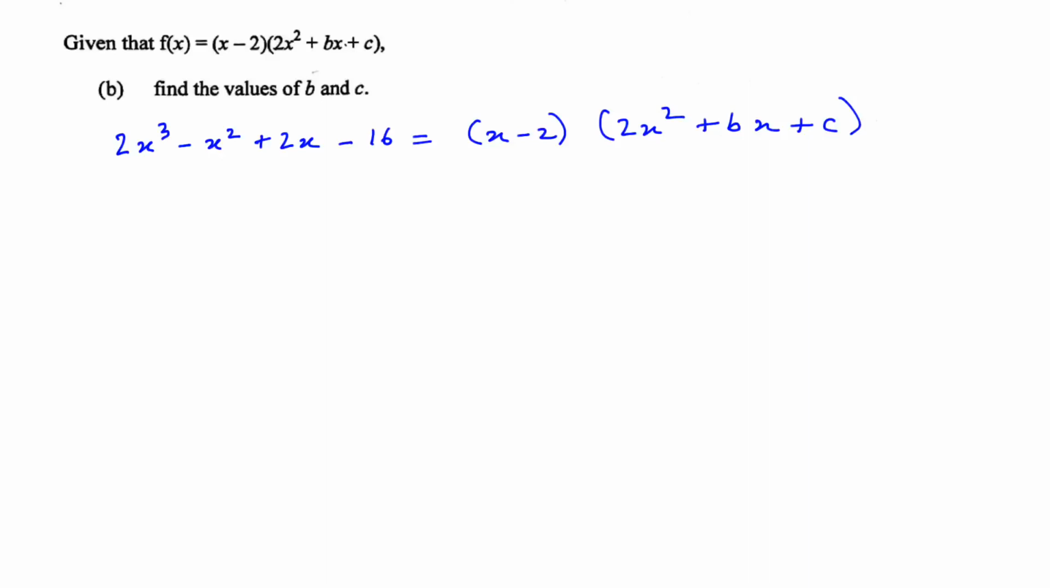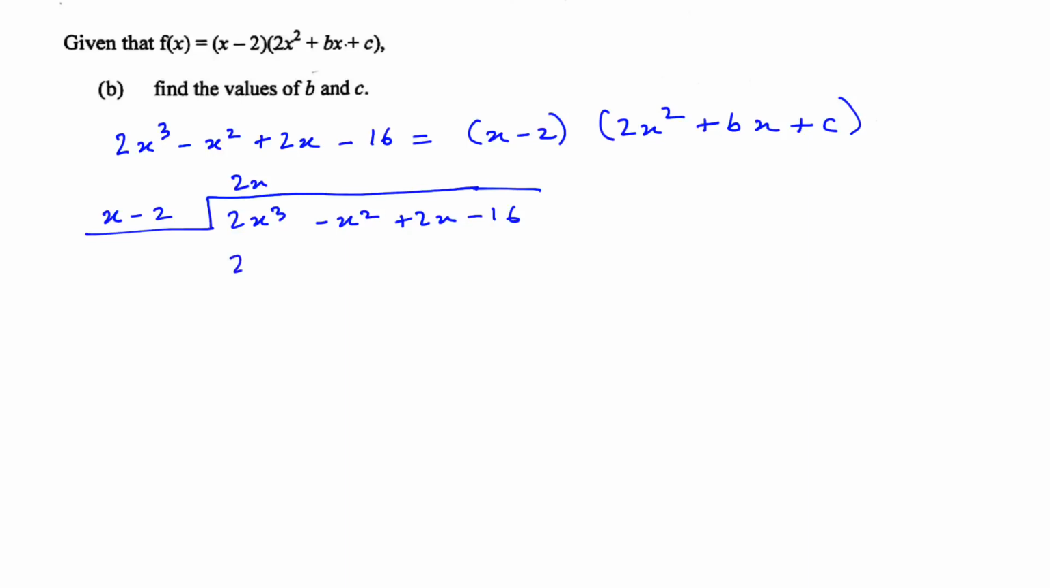Now we'll solve it by long division. x minus 2 will be outside and inside will be 2x cubed minus x squared plus 2x minus 16. x multiplied by 2x squared will give us 2x cubed. If you don't understand, take the first term here and the first term here, write it on the side: 2x cubed divided by x. When we divide variables, we subtract the powers. So this will give us 3 minus 1, 2, 2x squared. I forgot to put a square here.